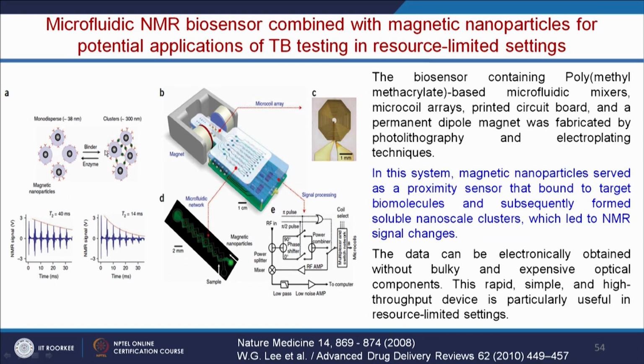Let us see how we can use magnetic nanoparticles for detecting TB, that is the tuberculosis bacteria. Usually the magnetic nanoparticles are dispersed, and in the presence of TB they form clusters. Due to these clusters there is a change in the NMR signals. This is a microfluidic NMR biosensor, which could be useful for detecting the change in the NMR signals.